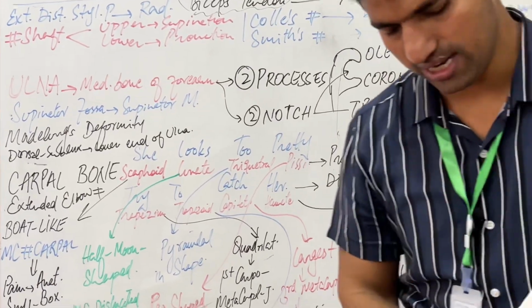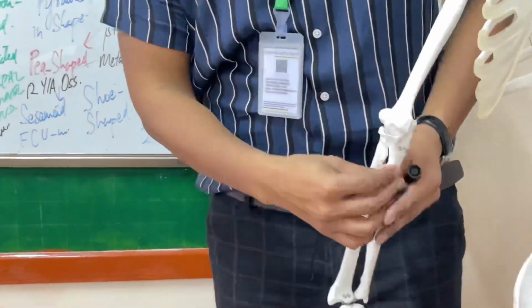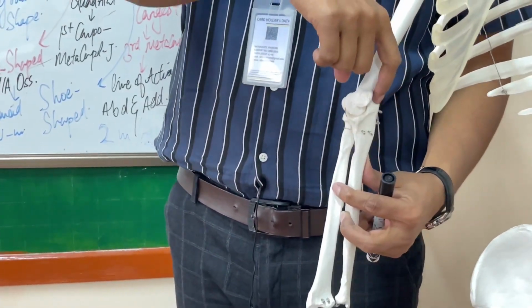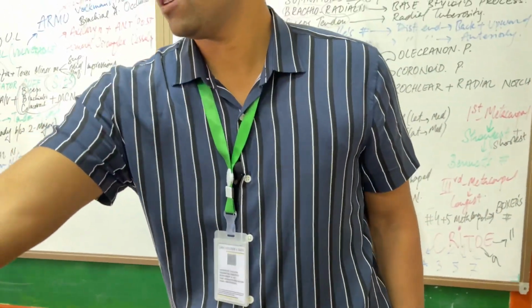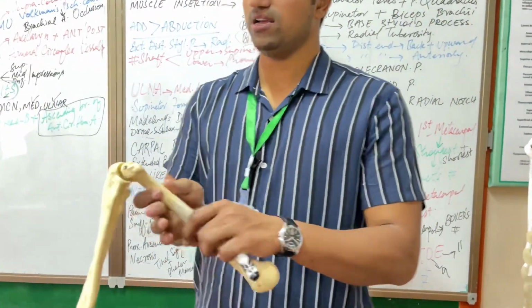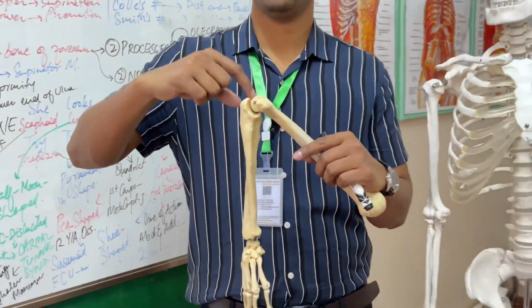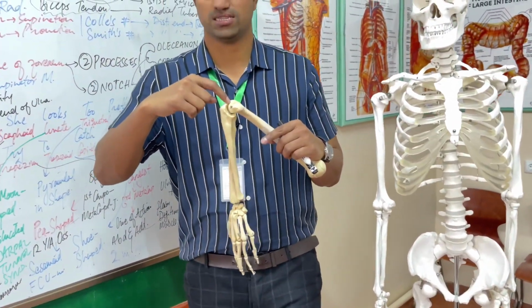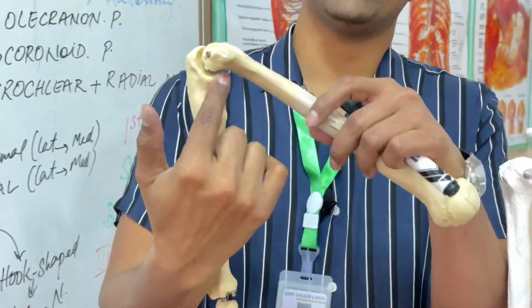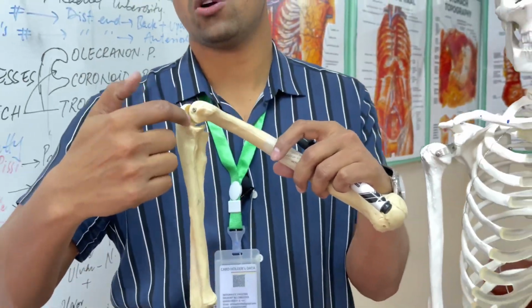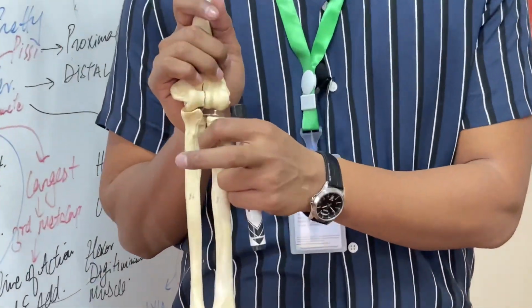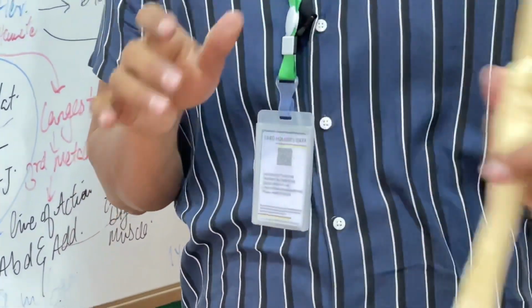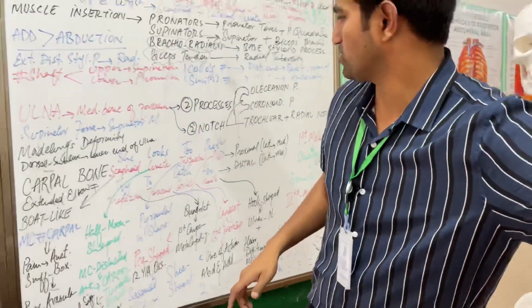You can see over here. Suppose this is the ulnar bone. This is which process? The olecranon process. And this is which process? The coronoid process. Then we have a notch, this is the trochlear notch, and here we have another notch called the radial notch, which makes a joint with the superior radioulnar joint. So that was about processes and notches.